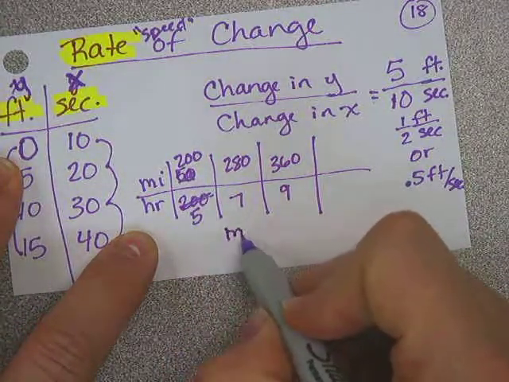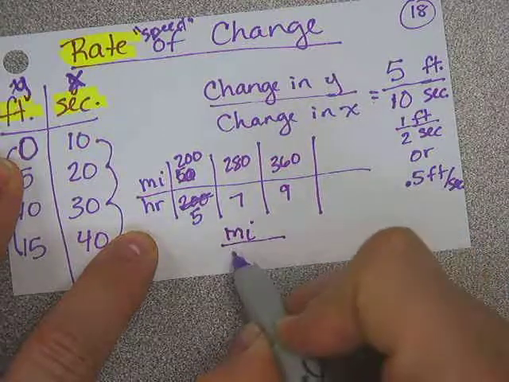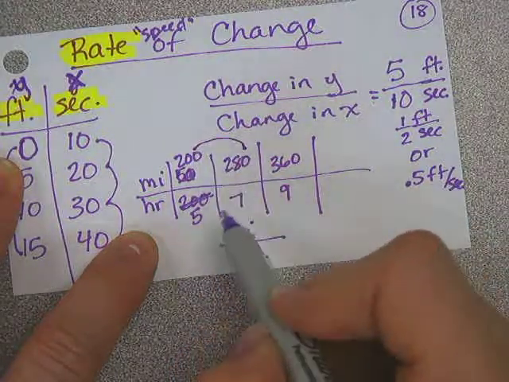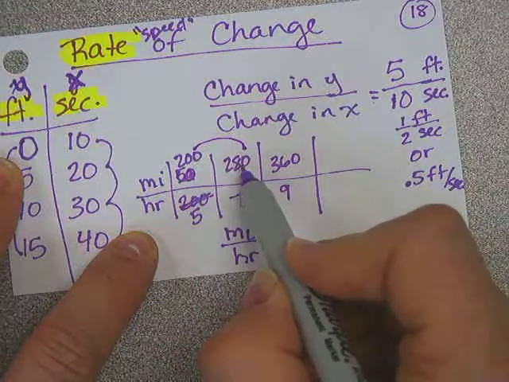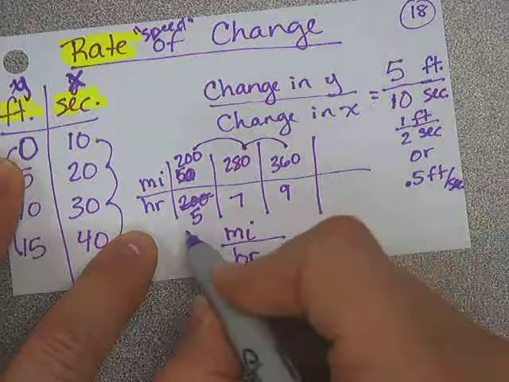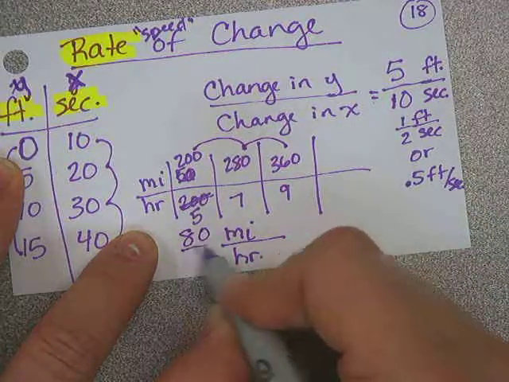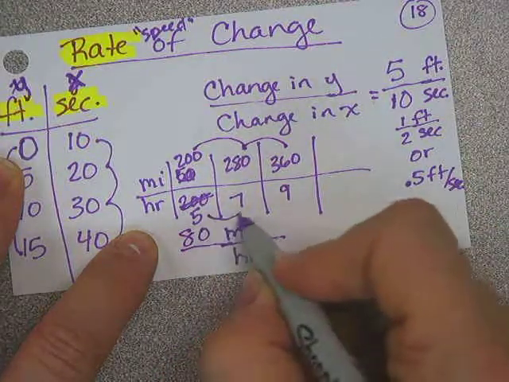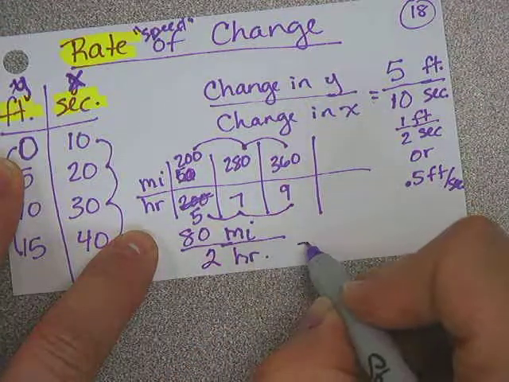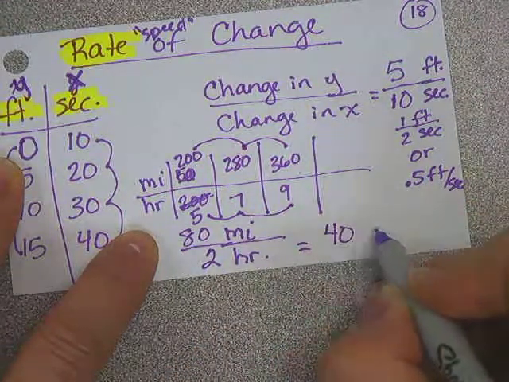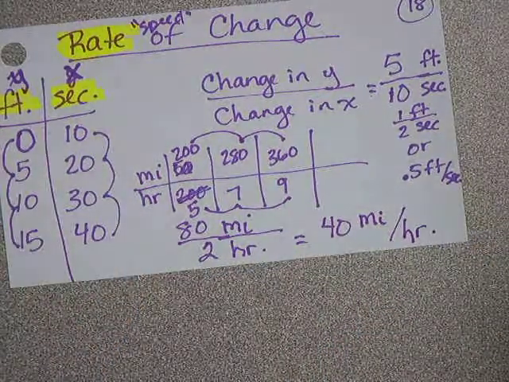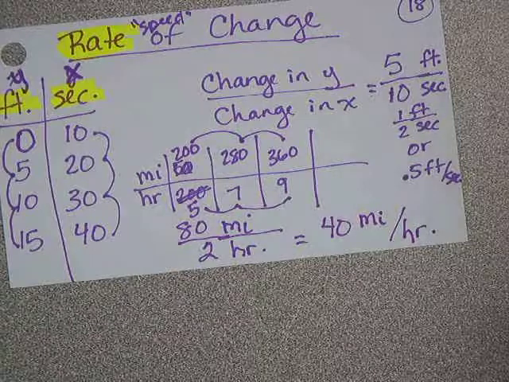So we want to find the rate of change. Well, our rate of change is going to be miles per hour. So how much is this changing by? 200 to 280, and 280 to 360. So it's changing 80 miles in, notice that's going up 2 hours. So this reduces to 40 miles per hour.